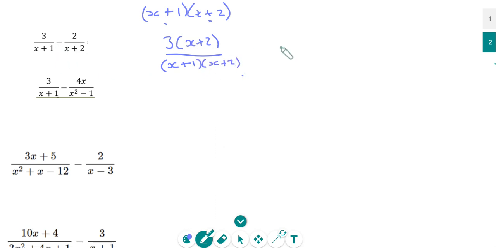Careful with the subtraction sign, so subtract, and the 2, originally it had an x plus 2 underneath, so it needs to be multiplied by x plus 1, top and bottom. x plus 1, x plus 2.